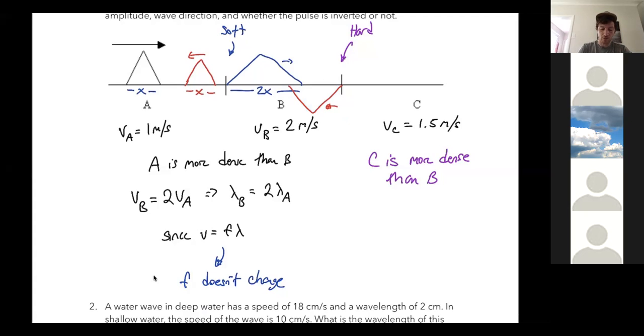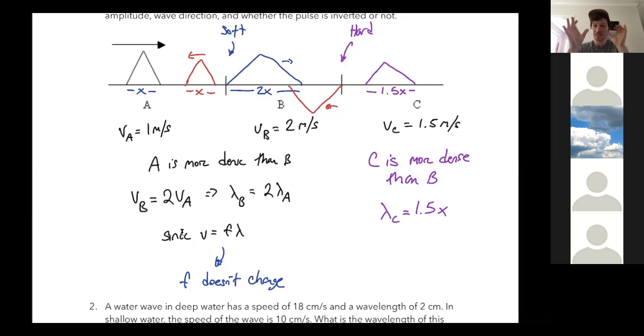Now our wavelengths, right? What the heck's happening here? Well, if we follow the same thought process as the last one, our velocity is 1.5 times, which means the wavelength of C is going to be 1.5 times the wavelength of the first one, which we just called X. So this thing is going to have a wavelength a little bit more than A, but less than B. Okay, and since it's moving faster in C compared to A, we could say that C is also less dense than A.